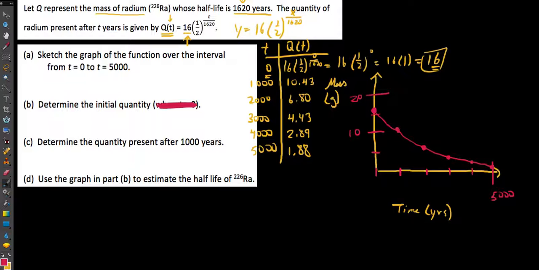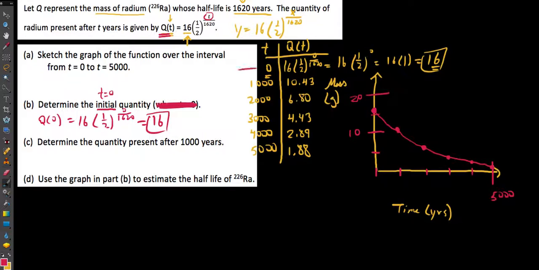When I say determine the initial quantity, the question we need to ask is, am I looking for a y value or an x value here? And so in this case, if I say determine the initial quantity, we're looking for a y value. That must mean that I'm implying a time. So whenever you see initial, we're going to imply that the time is 0, right at the beginning of this experiment. So we're going to say Q of 0 is equal to 16 times a half to the 0 over 1620 power, which gives us 16.